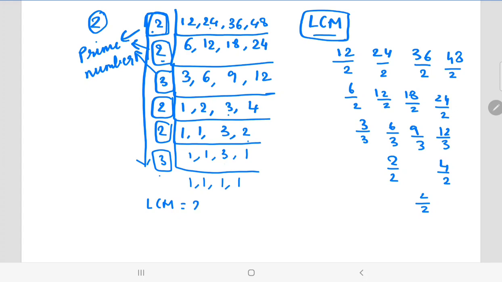LCM is equal to 2 into 2 into 3 into 2 into 2 into 3, which will give me 144. So the least common multiple of 12, 24, 36 and 48 is 144. This is the least common multiple. I guess you are clear with this concept of LCM.